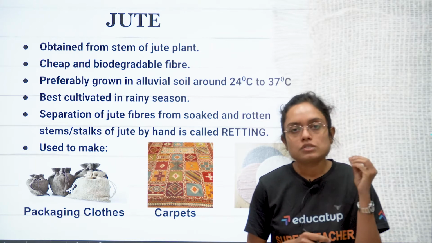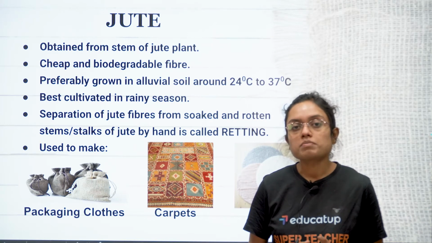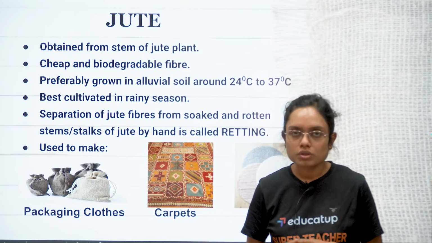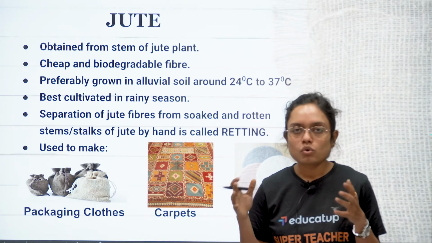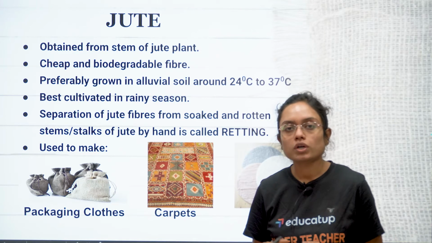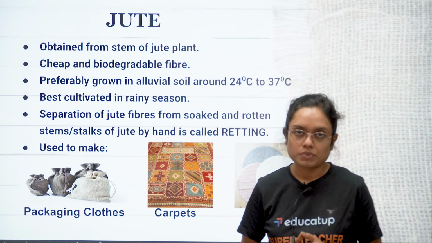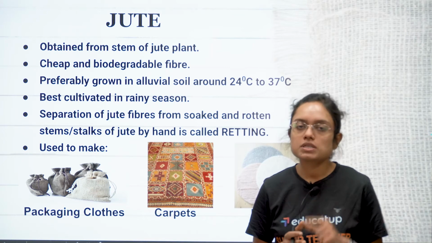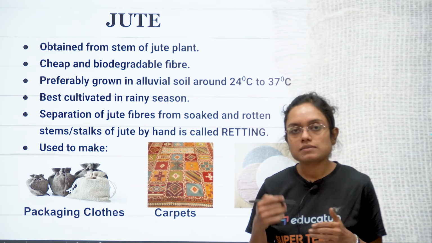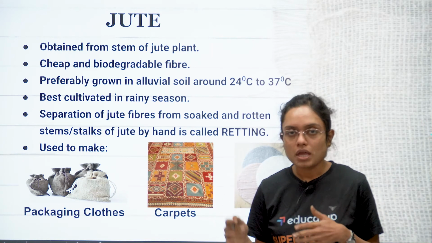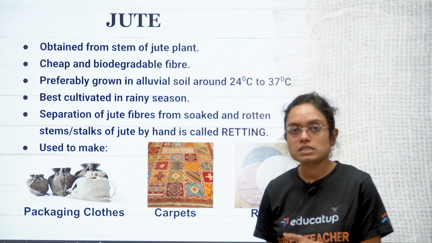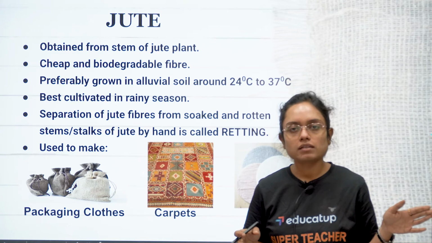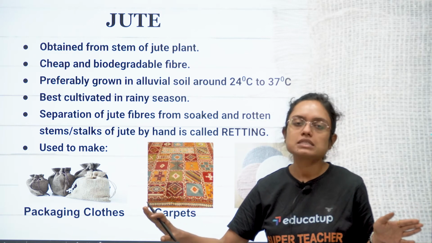Now, jute is extracted from the stem of the jute plant. So once jute plant is grown and harvested, those jute plants are put up in the water for 15 to 20 days. Now because of putting them in the water, the bacteria which is present in the water starts making them rot. And after 20 days, when those stems are taken out, the jute fibers are easily removed by hand from them and the stem part is separated.